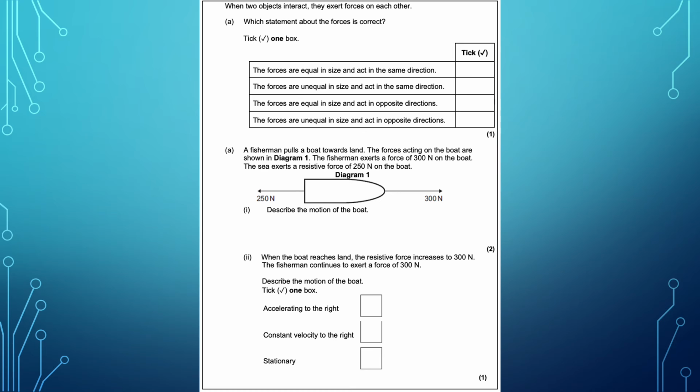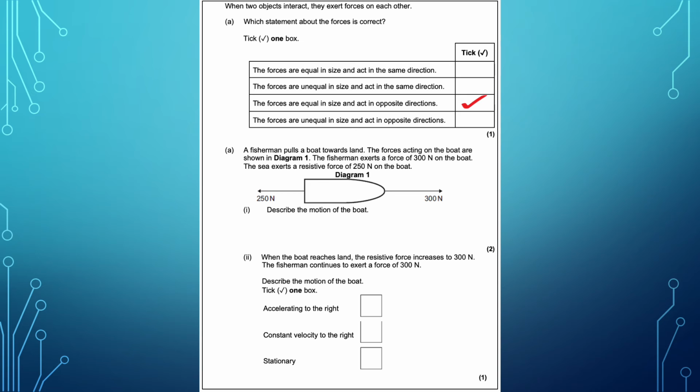The forces are equal in size and act in the same direction. The forces are unequal in size and act in the same direction. The forces are equal in size and act in opposite directions, or the forces are unequal and act in opposite directions. So, if anything, just try and memorize Newton's third law. For every action, there is an equal and opposite reaction. That's the way I've memorized it throughout my educational career. So, for this instance, the answer would be the third one. The forces are equal and they act in opposite directions. Equal and opposite reaction.